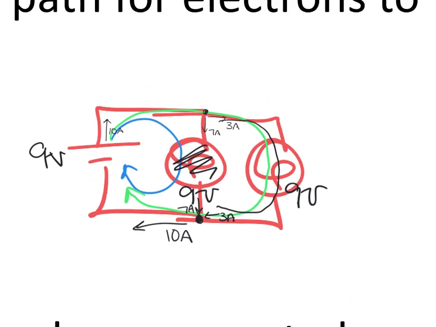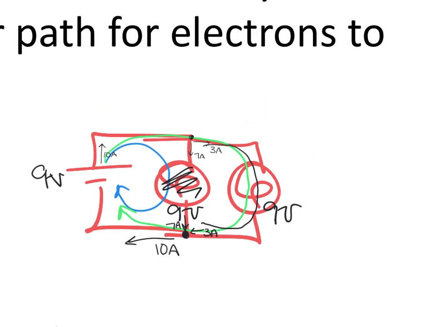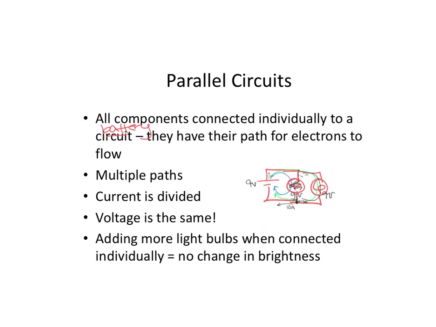So as you're looking, again, they're all connected individually. So I can add more light bulbs. I can let one of them burn out. It's fine. There's going to be multiple paths that the electrons can travel. So my current's going to get divided, but since they're hooked individually to the battery, my voltage is going to be the same. Okay? All right, so help me out.